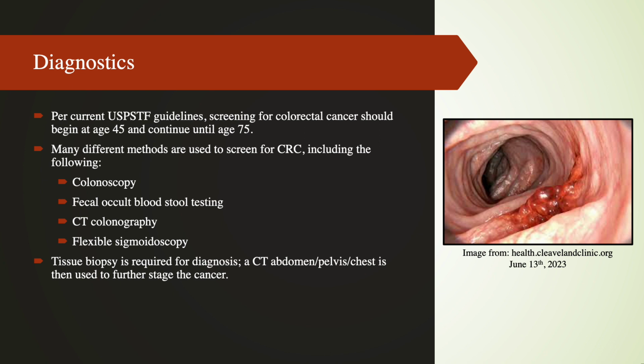Many different methods are used to screen for CRC, and each method carries its own repeat interval requirement. Colonoscopies are typically done every 10 years. Fecal occult blood stool tests, or FOBTs, are done annually. CT colonographies are done every 5 years, and flexible sigmoidoscopies are done every 5 years as well.